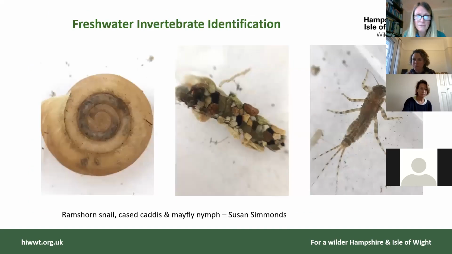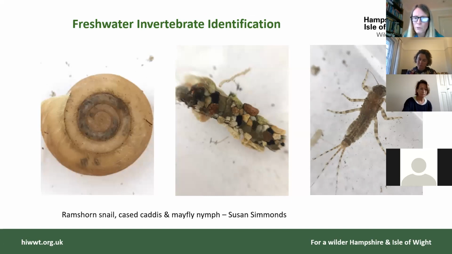So you can see this is the mayfly nymph. So it's got these 3 tails, it's got jointed legs, and if you look quite closely along the abdomen there, you can just about see the gills running down the side. So then obviously we can talk to the children about those gills and why it needs to have those gills.